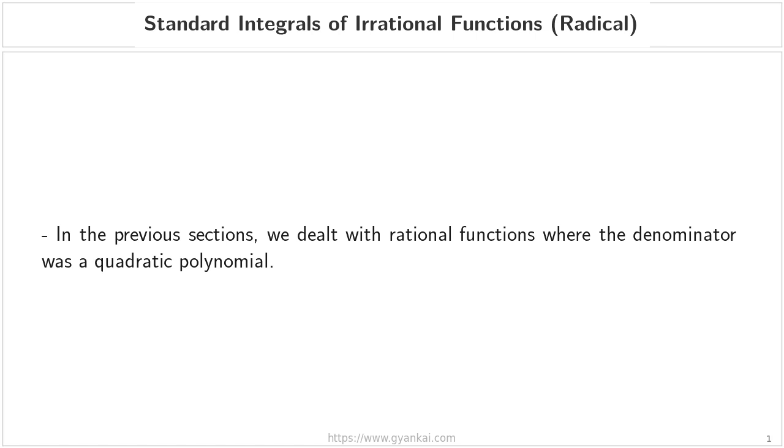In the sections we've covered so far, we've been working with rational functions, that is, functions that can be expressed as a ratio of two polynomials. Specifically, we've looked at cases where the denominator, the bottom part of the fraction, was a quadratic polynomial, something like a polynomial with a highest power of 2.